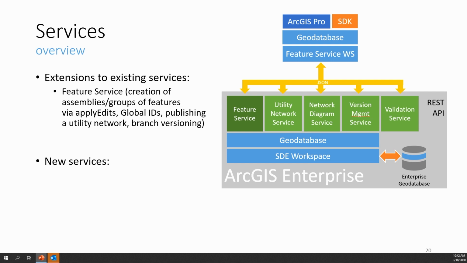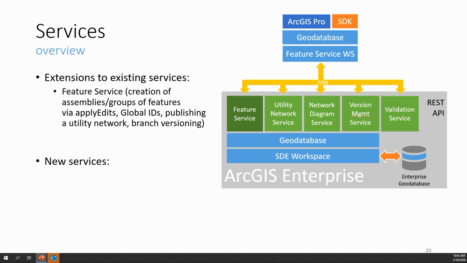We have the version management service. That's what we're talking about today and focusing on. That allows you to do everything related to the management and care and feeding of the various different versions in your system. And then finally, we have a validation service that allows you to run attribute validation rules or attribute calculation rules in batch mode and evaluate them for correctness on the back end.